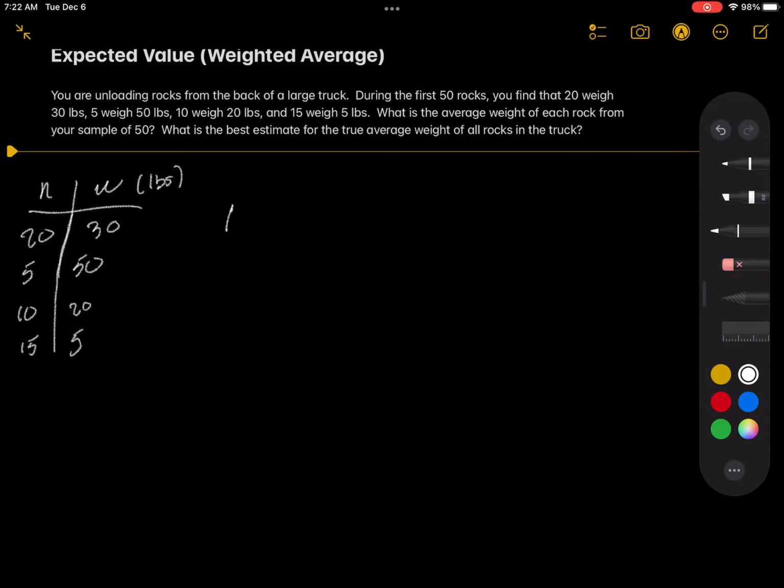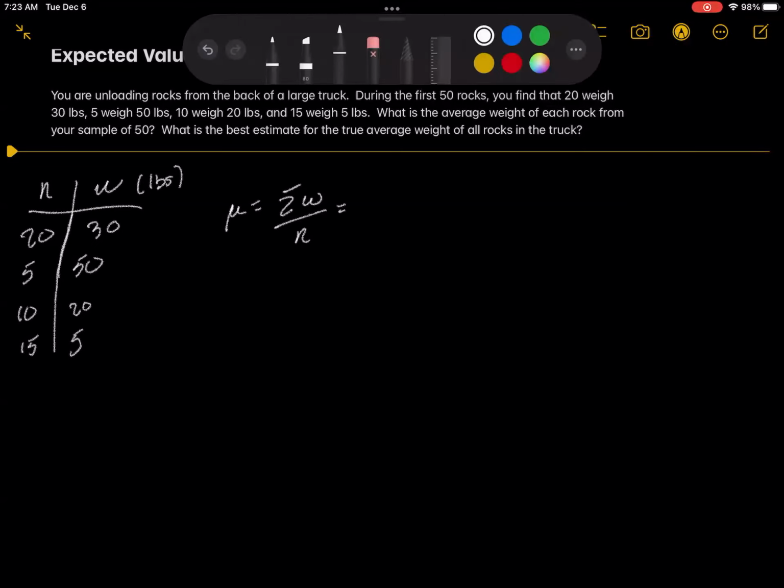So we could use our average equation and just add up all the weights and divide by how many we have. But we don't really want to do that because that would take forever, right? We have 50 rocks here, and I don't want to take the weight of 30 plus the weight of 30 plus the weight of 30, right? And how many of those do I have? I've got 20 of them. And then do that same thing for the 50s, right? I've got 5 of those. Yeah, this is going to take forever.